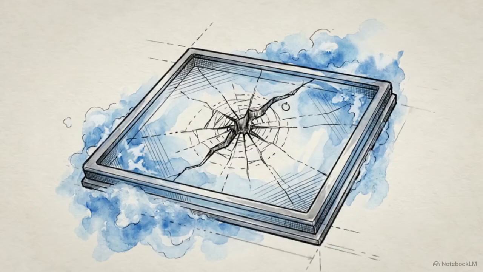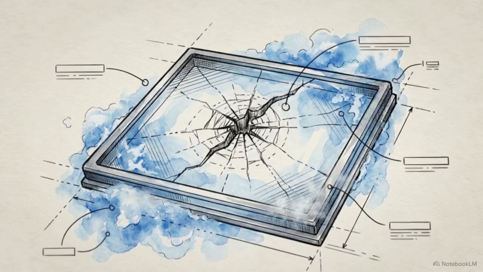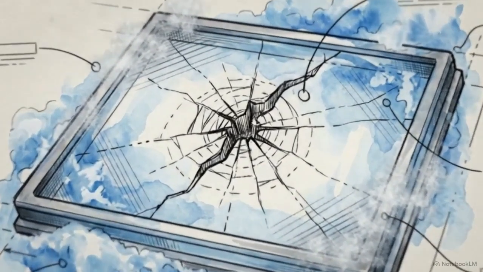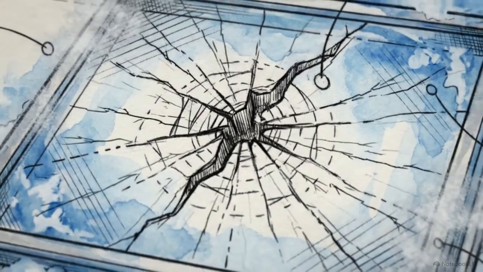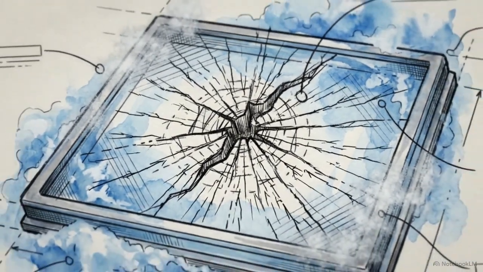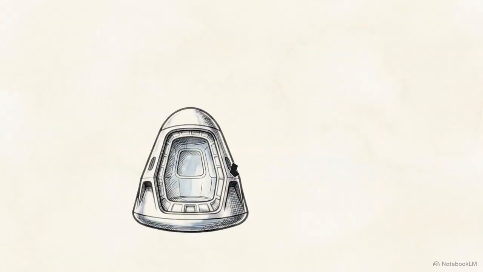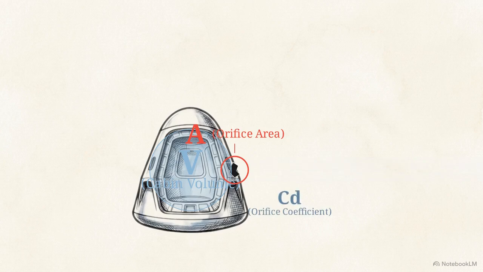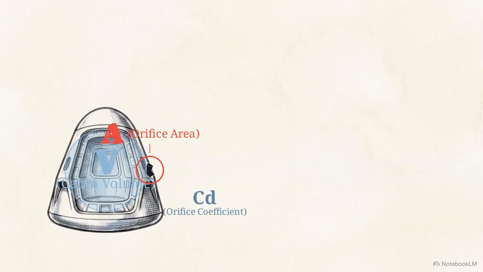While decompression sickness represents a slow, biological timeline of failure, a structural puncture introduces an immediate mechanical threat. If the hull is breached, survival relies entirely on the flow rate of internal cabin gas escaping into the vacuum. The time of useful consciousness during a blowout is calculated using the orifice coefficient and the ratio of the hole's area to the total volume of the cabin.